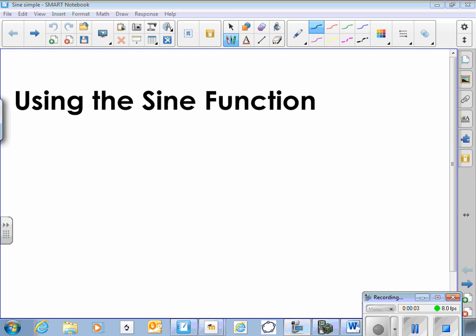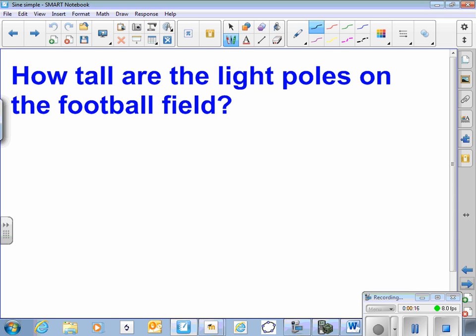This video clip is about using the sine function. We'll just get familiar with the calculator and how to use that, and then we'll use it for calculating the heights of things. For example, how tall are the light poles on the football field?